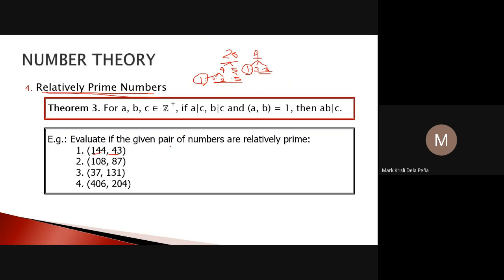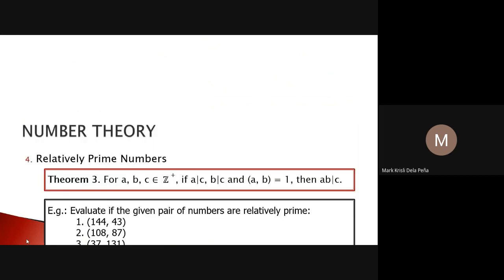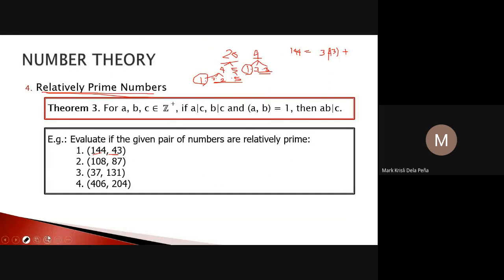So we will start with 144. So here we have 144. This is equal to 43 times a number. Now, the quotient will be 3. The remainder will be 21. Kindly check. 15 rather. Oh, sorry. Okay. This is 15.